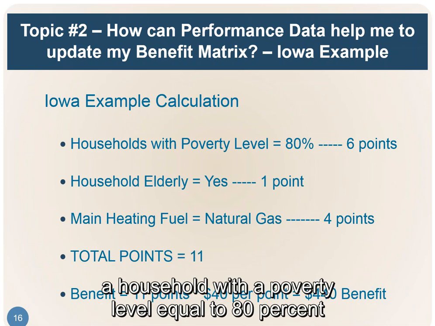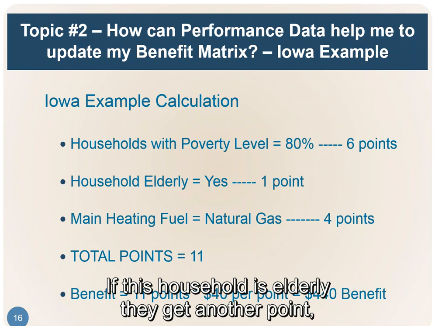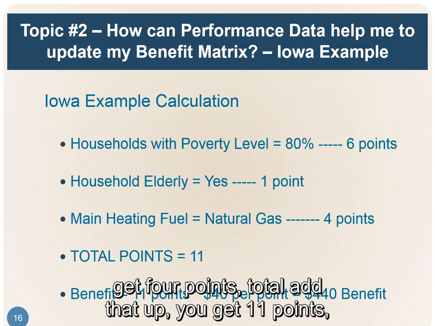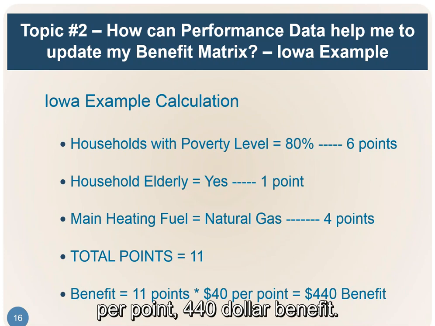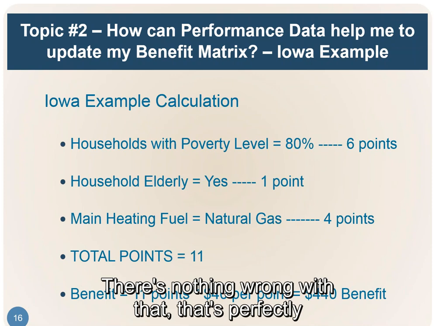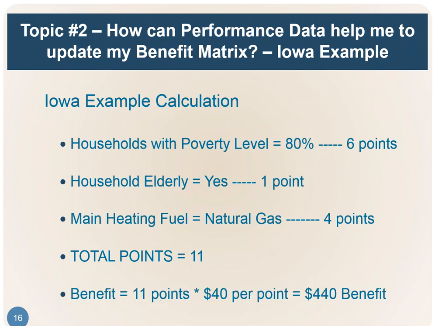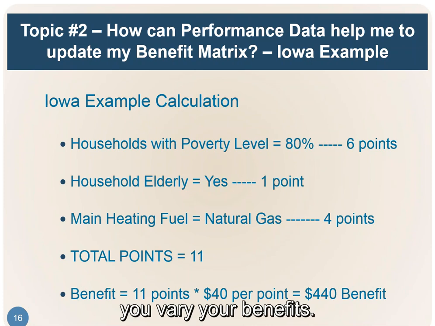A household with a poverty level equal to 80% would get 6 points. If this household is elderly, they get another point. If their main heating fuel is natural gas, they get 4 points. Total, add that up, you get 11 points. Their benefit is 11 points times $40 per point, $440 benefit. There's nothing wrong with that. That's perfectly straightforward and makes sense from the perspective of what HHS is recommending in terms of how you vary benefits.